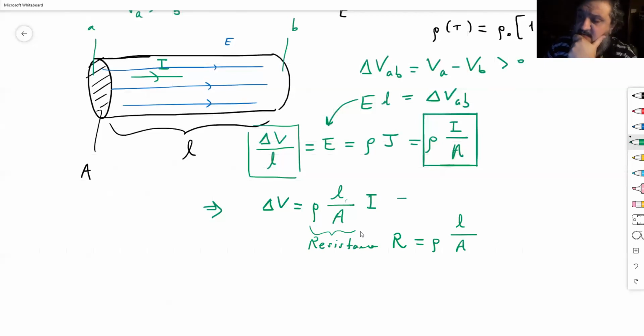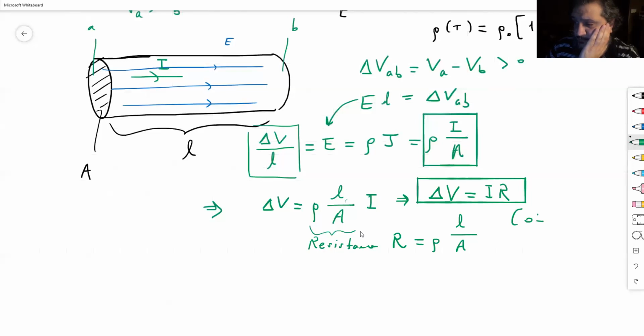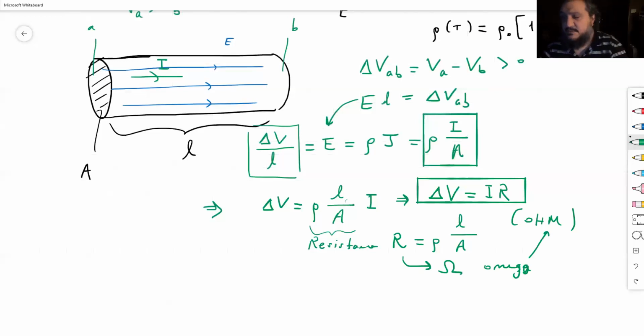And this is another form of Ohm's law, if you will. Maybe more famous than the one I already wrote. So delta V equals I times R. All right. That's also due to Ohm. And the unit for R will be ohms, letter omega. So that's the unit for R, resistance.